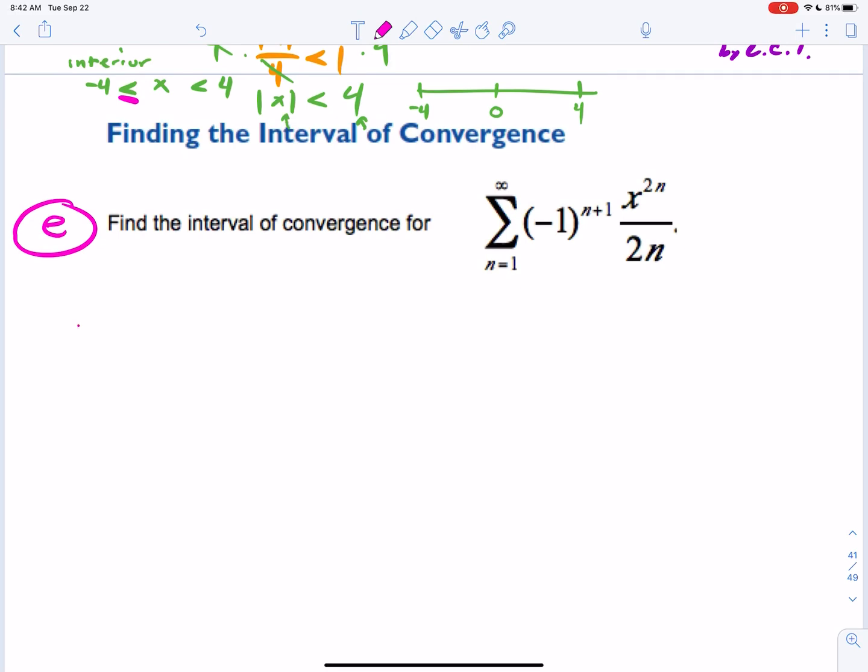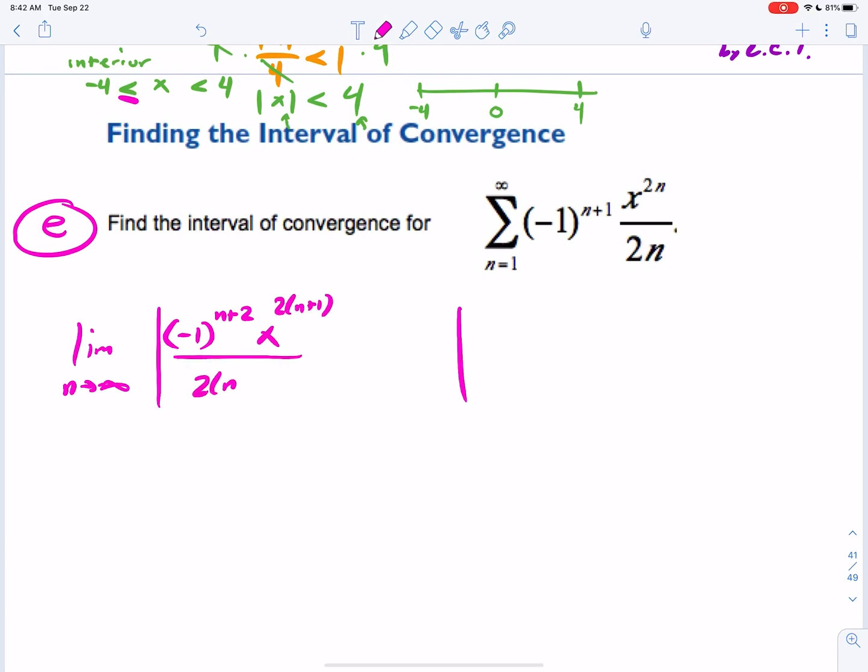All right, here we go. We're going to take the limit as n goes to infinity of the absolute value bars of -1 to the n plus 1 plus 1, or n plus 2, x to the 2 times quantity n plus 1, all over 2 times the quantity of n plus 1, times the reciprocal, 2n, over -1 to the n plus 1, x to the 2n.